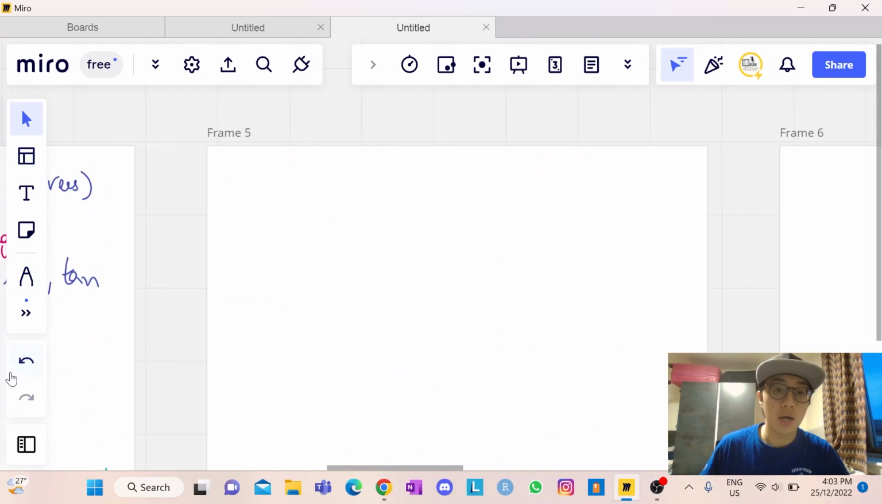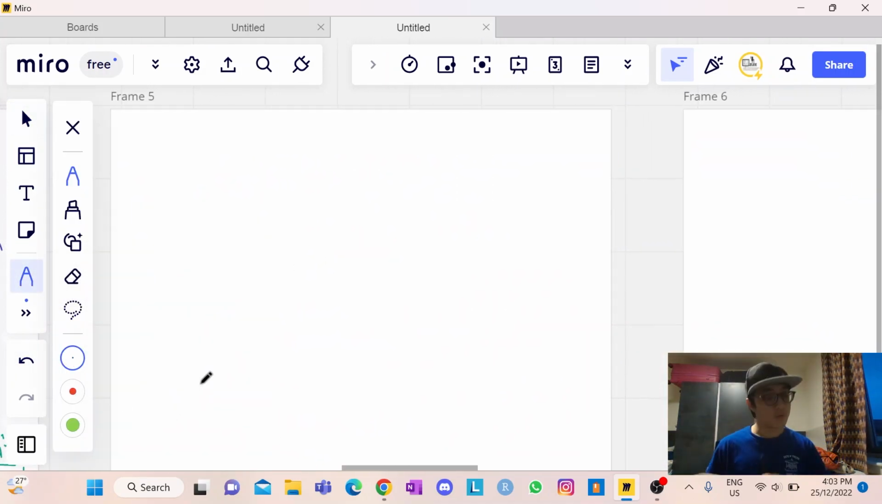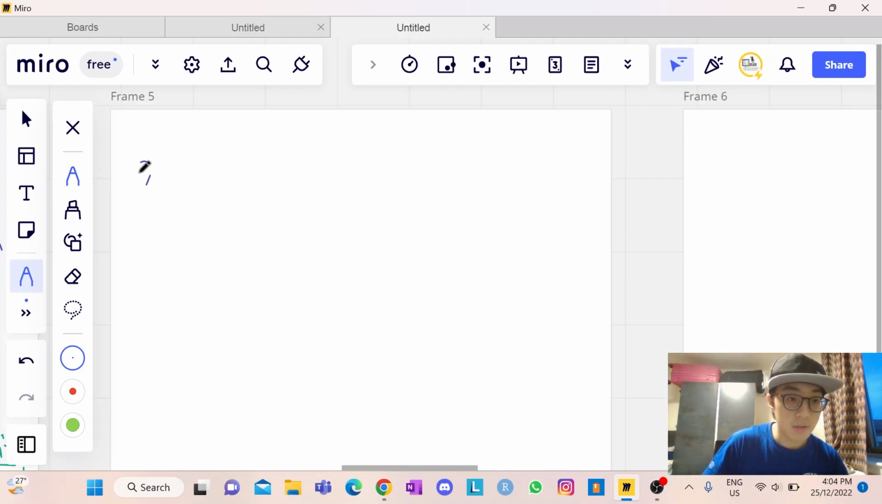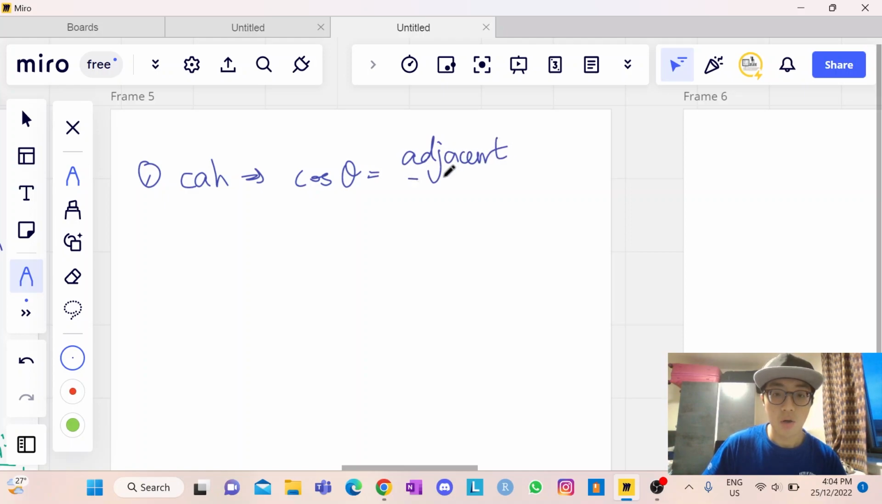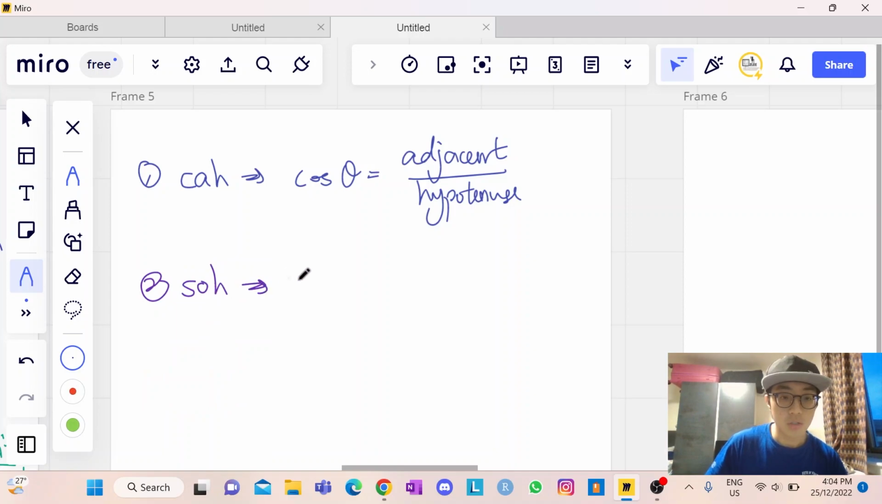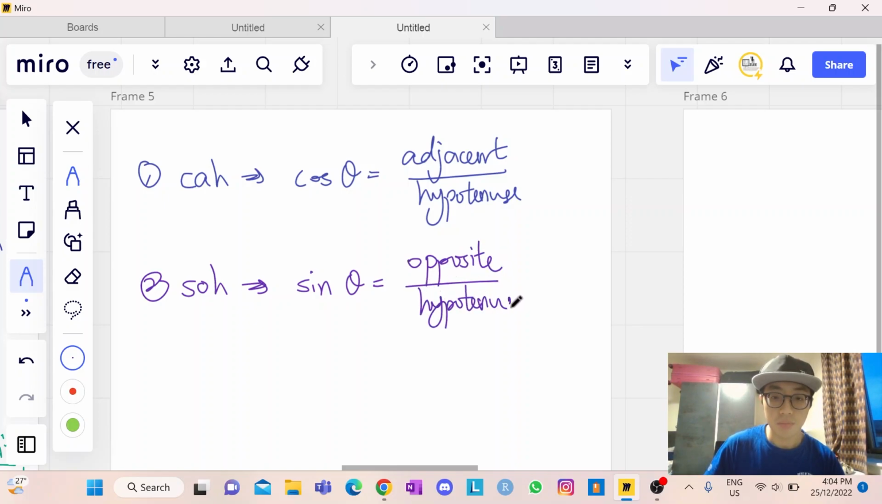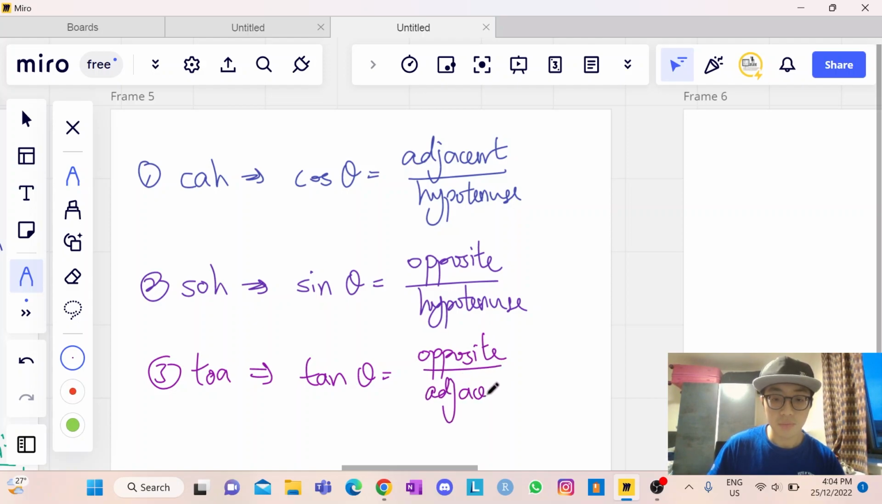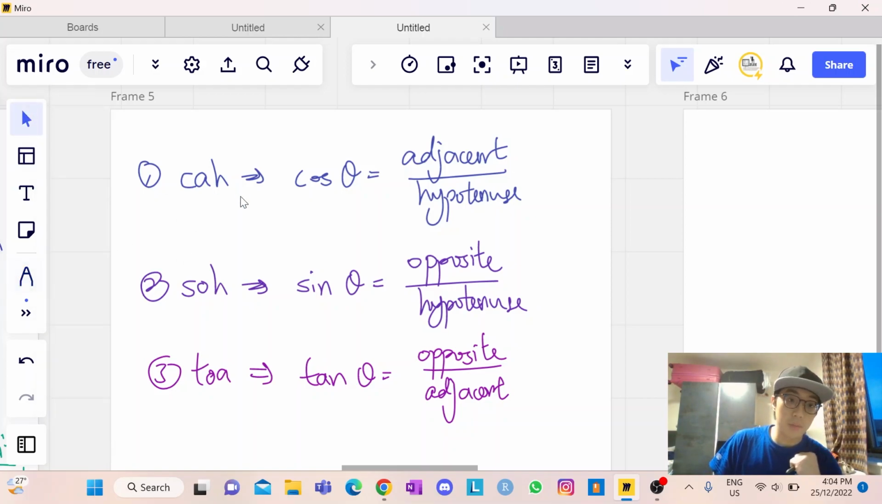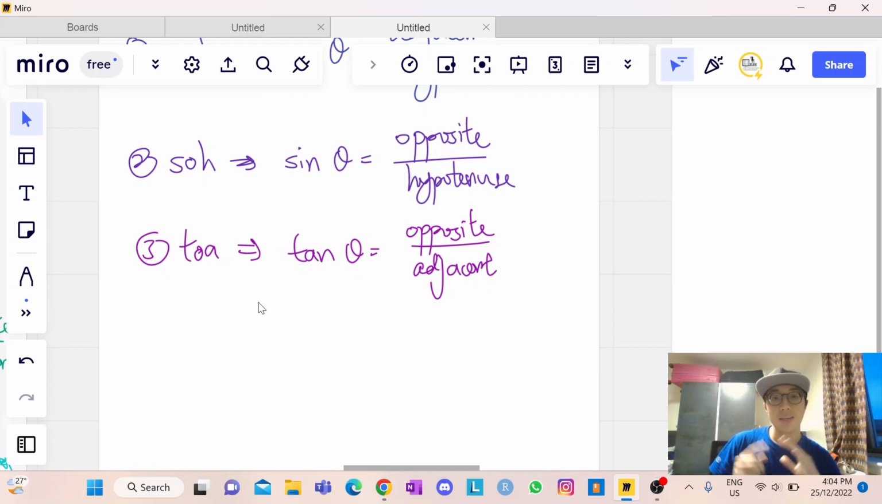So this is how you use the cah soh toa. For safety purposes, just in case any of you did not finish watching my video and use the cah soh toa in the wrong way, I'm going to include this here. Number one, cah represents cosine theta equals adjacent over hypotenuse. Number two, soh is sine theta equals opposite over hypotenuse. And last but not least, toa, where tangent theta equals opposite over adjacent. It's just that easy. You just need to remember this, and you are basically 10% done for trigonometry in IGCSE maths.